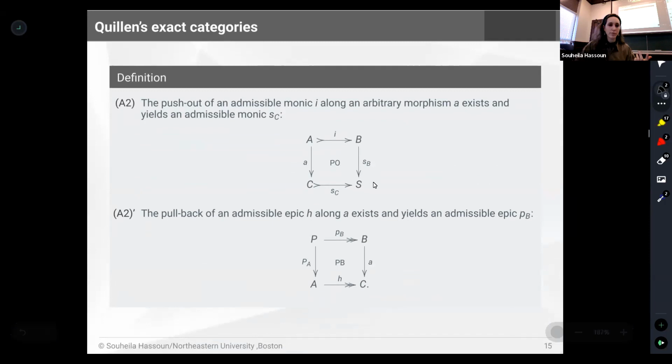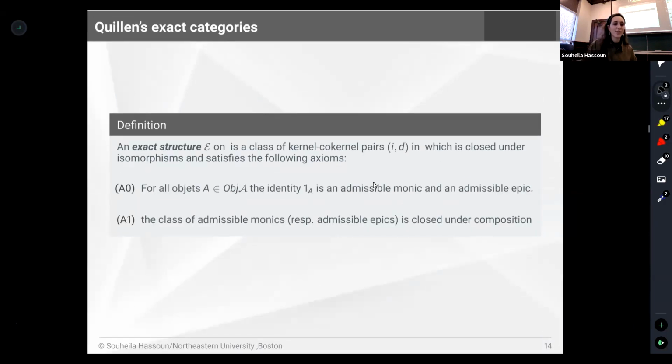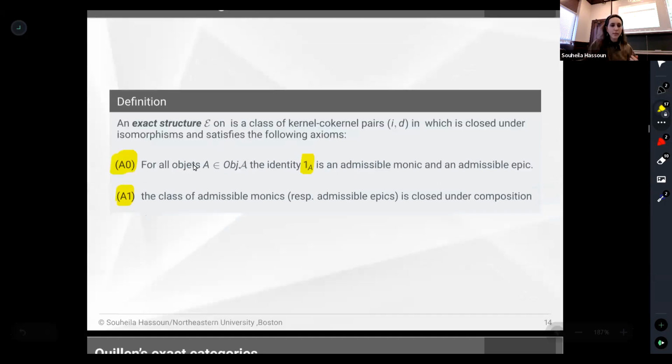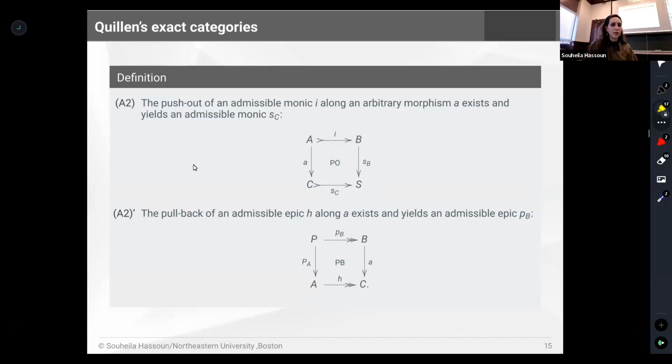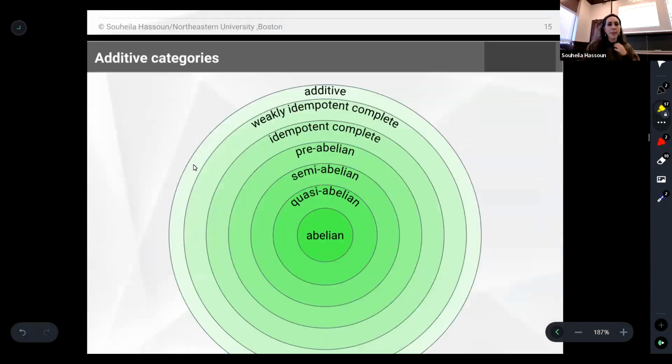So identity is mono and epi; these are the first two dual axioms. The second ones are the two other dual axioms. The composition of two admissible monics should be an admissible monic. And the pushout along any morphism of an admissible monic should be an admissible monic, and the pullback of an admissible epic along any other morphism should again be an admissible epic. So these are six axioms, but they are split into dual ones: three on the monomorphisms and three on the epimorphisms.